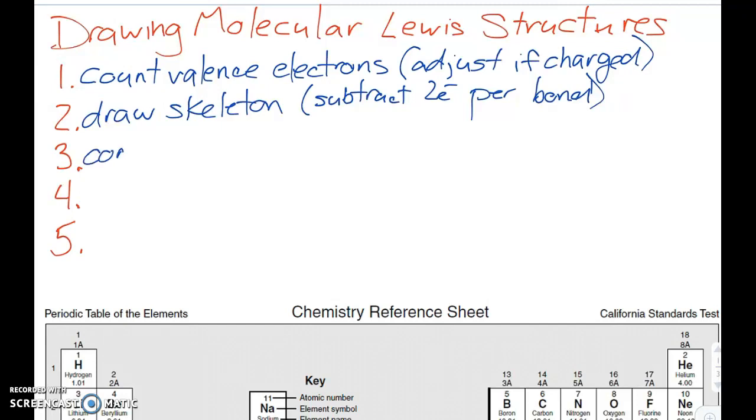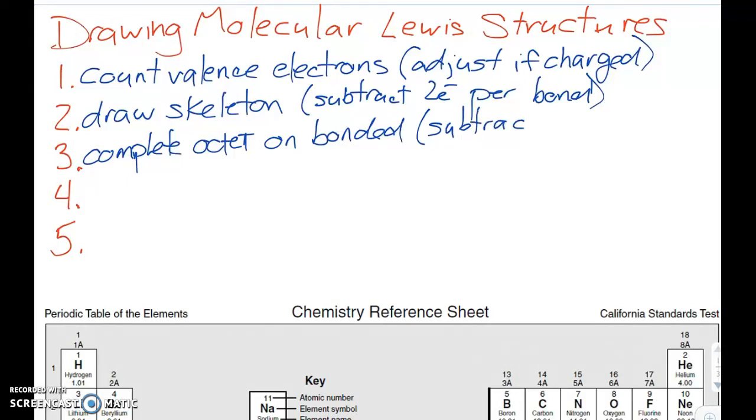Step 3 is you're going to complete the octet. Octet again meaning 8, on the bonded atoms. Bonded atoms are the ones around the center. So each of those around the center is at this point going to have 2 electrons because they each have a bond to that center atom. But we're going to complete the octet, which again usually means putting 6 dots representing 6 more valence electrons on each of those bonded atoms. And when we do that, we're going to again subtract from the total. Okay, I'm going to put subtract electrons. Sorry, that's a little outside the parentheses.